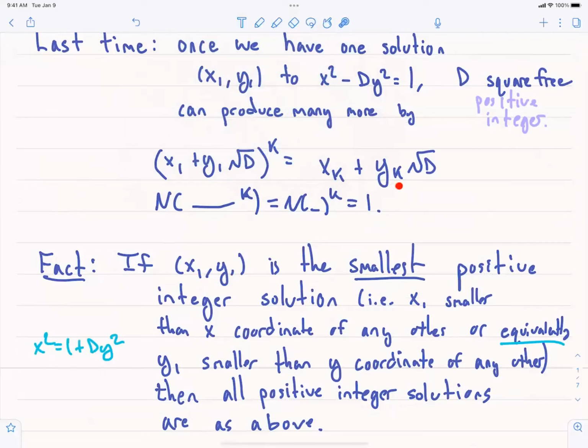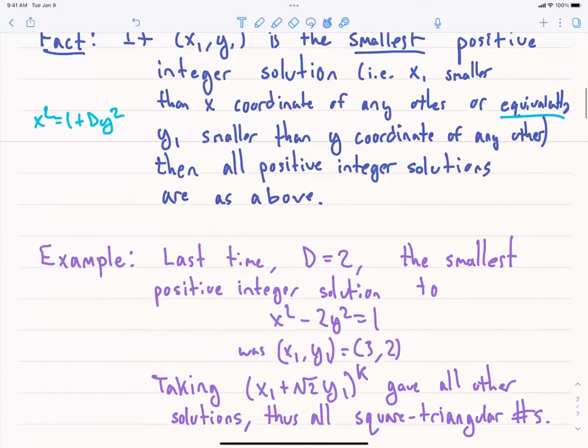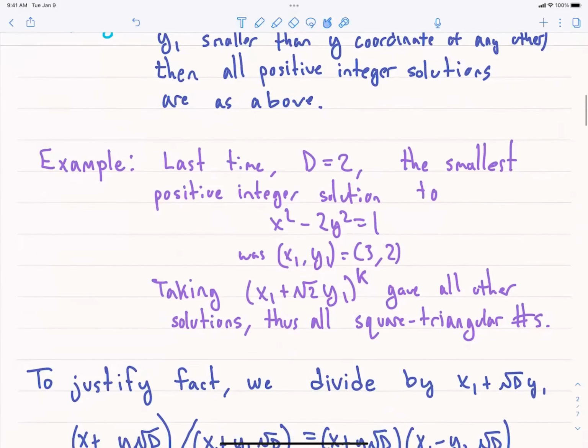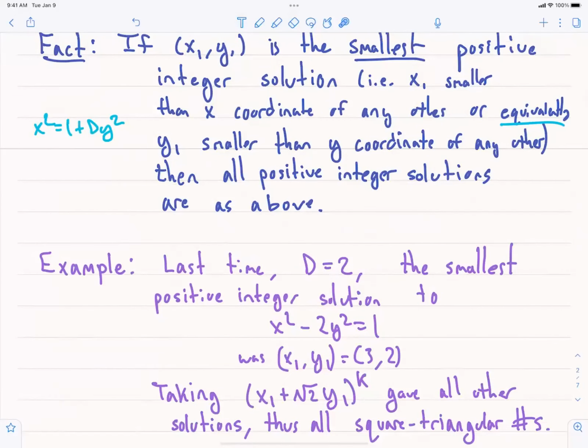If this is the smallest positive integer solution, then in fact all other positive integer solutions can be gotten this way. So if you want to get all the positive integer solutions to Pell's equation, you start with the smallest one, and then you do this process to make new ones, and that really gives you all of them. Like what we did last time, with d equals 2, the smallest positive integer solution was 3, 2. That corresponded to 1 being a square triangular number. And then we raise this to a power to compute the other square triangular numbers.